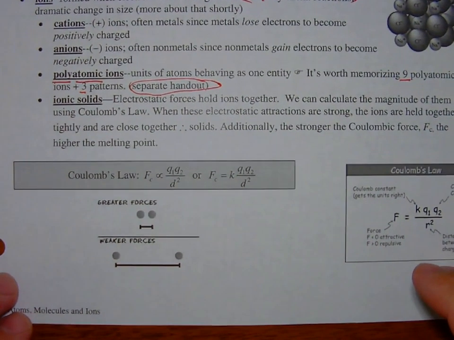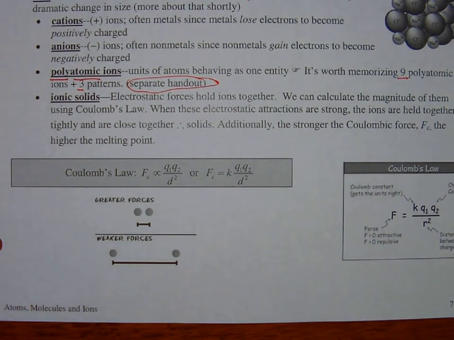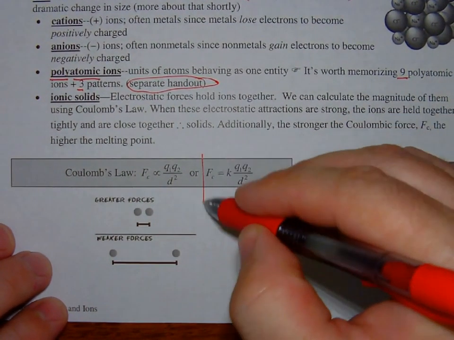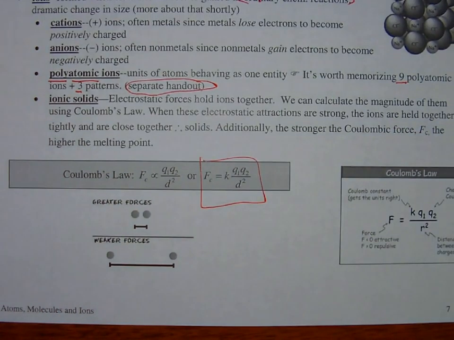So last thing on this video, Coulomb's law. It's actually pretty simple. We look at this a little bit in chemistry as we try to understand the movement of charges, the movement of ions. But you also use this in physics. So if you took physics before you're taking this AP chemistry class, you probably work with this quite a bit already.